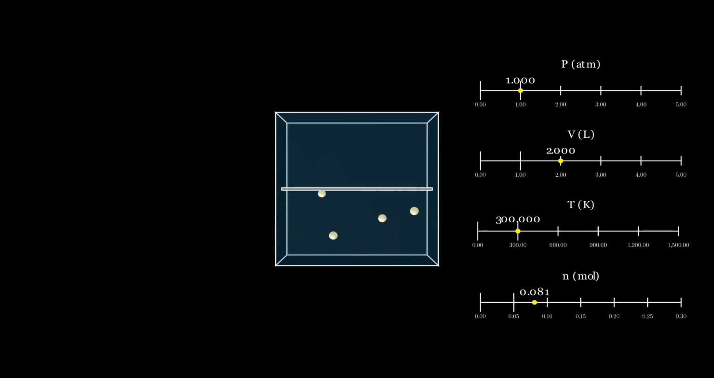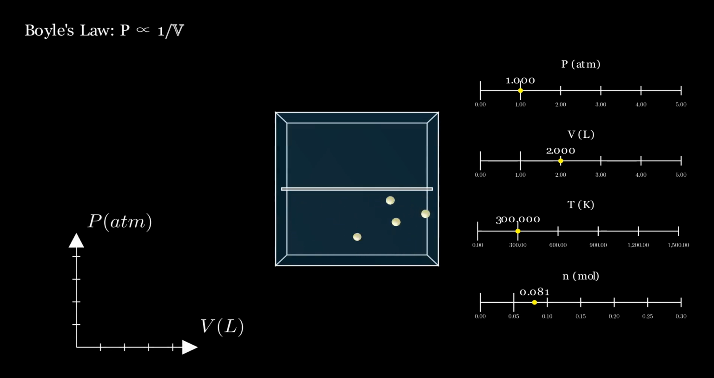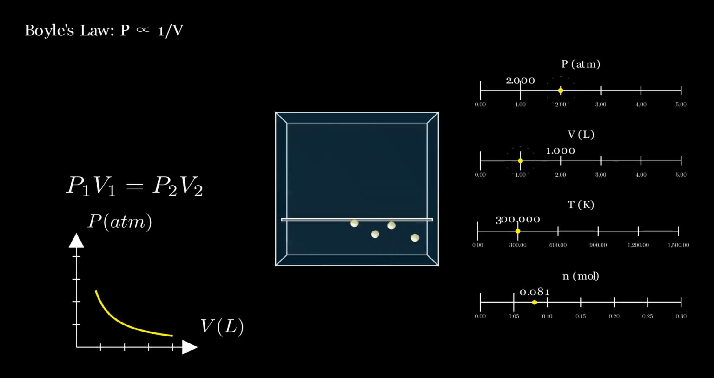Each of these variables influences the others in predictable ways. By changing one while holding others constant, we uncover the fundamental laws of gas behavior, the building blocks of the ideal gas law. Let's begin with Boyle's law, the relationship between pressure and volume. We'll hold temperature and gas amount constant.